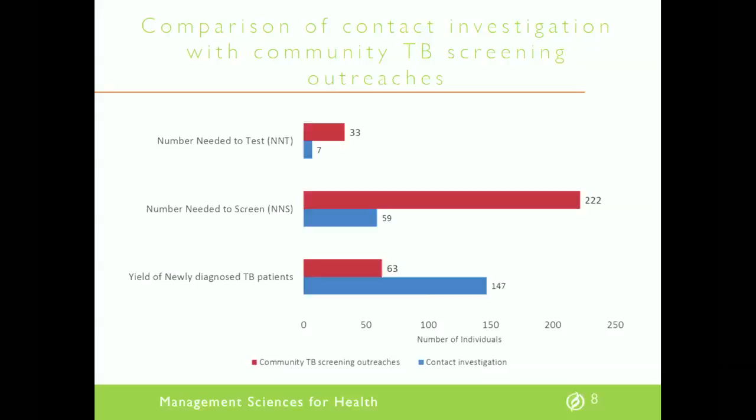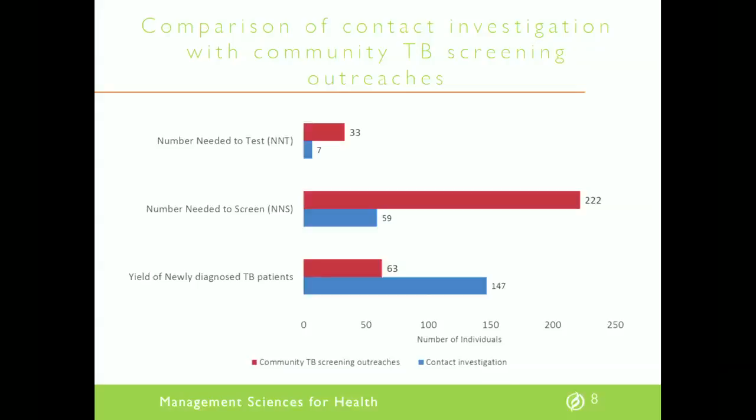So this graph compares the yield using the two approaches. If you look at the lowermost bars, through contact investigations, I've already highlighted 147 patients were diagnosed compared to 63. The number needed to screen through contact investigation was 59 compared to 222 for community outreaches. And then the number needed to test was 7 for contact investigation compared to the number needed to test to identify a case out of the community TB screening outreaches.